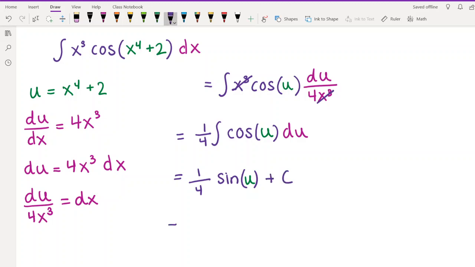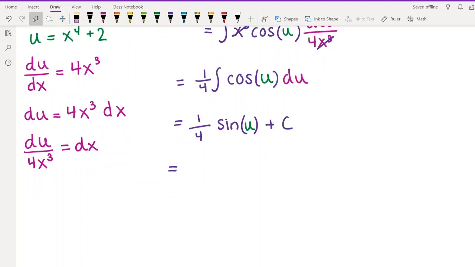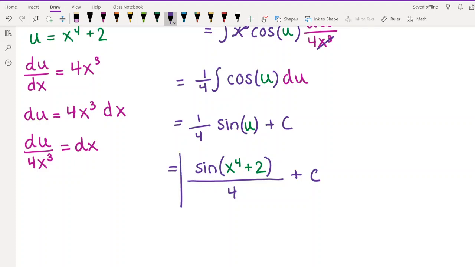And then our last step is to return that to our original variable. So we want to replace the u with x to the 4th plus 2. And I'll just rewrite it as sine of x to the 4th plus 2 over 4 like this, plus c. And again, for the sake of time, for the rest of them I'm not going to go through and check the answer, but I really encourage that you do, especially if you're still not totally confident with how these work.